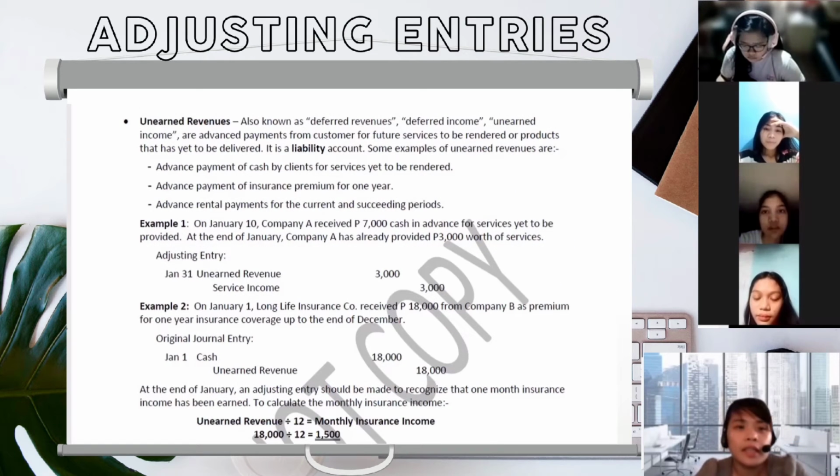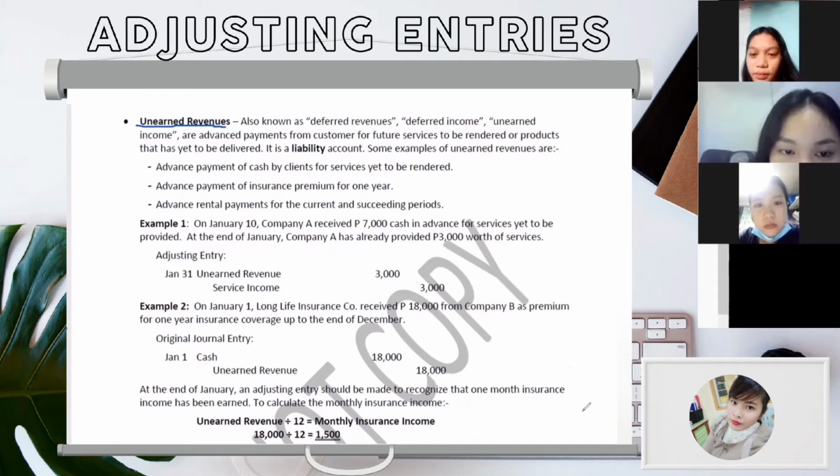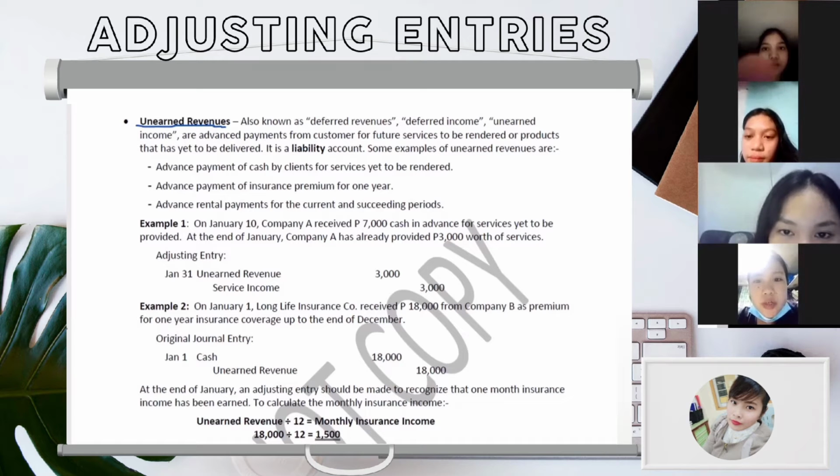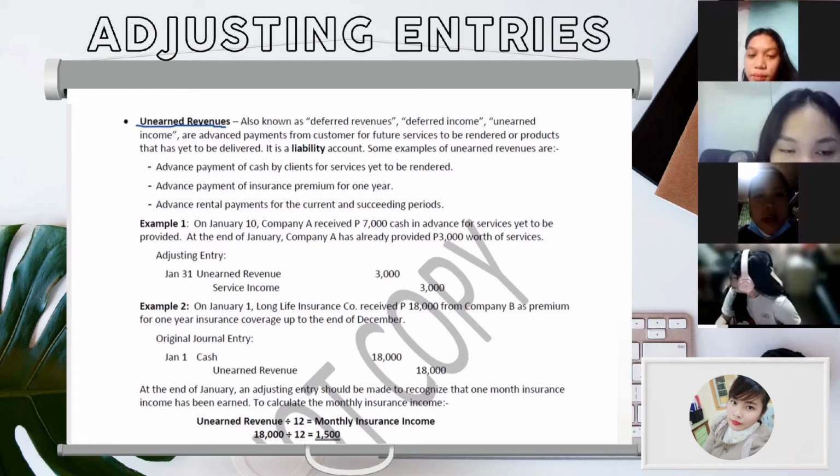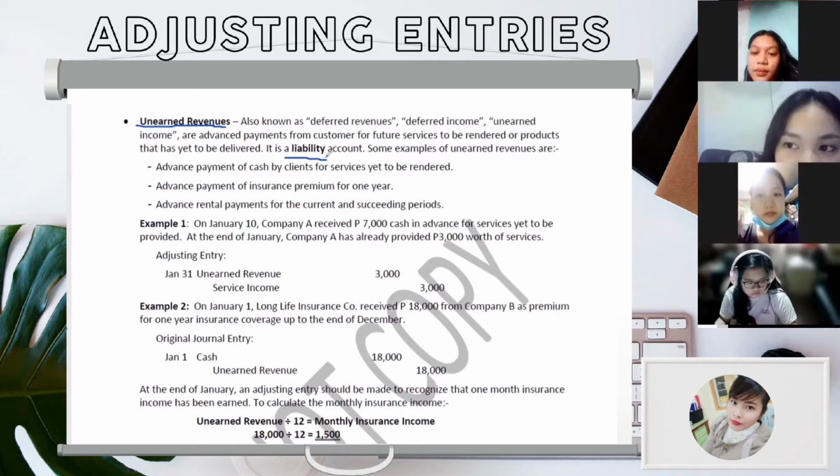Ang pangatlo po nating i-discuss ay unearned revenue. Ano naman kaya ang unearned revenue? Sige nga, pakibasa nga ako. Also known as deferred revenues, deferred income. Unearned income are advance payments from customer for future services to be rendered or products that has yet to be delivered. It is liability account. Some revenues are. Ayan. So, ito na yung, sige na, okay na. Thank you, Monica. So, tatandaan nyo, class, unearned revenue po ay liability account.